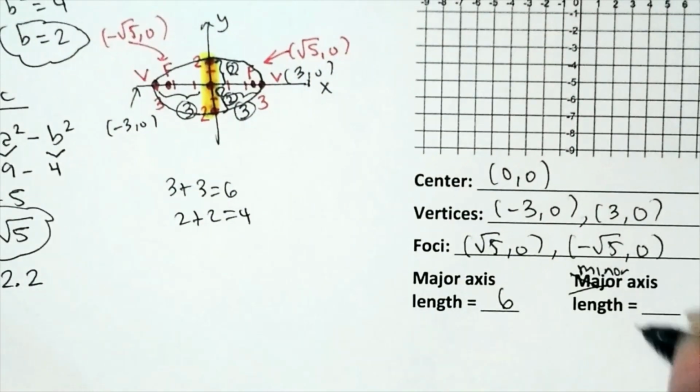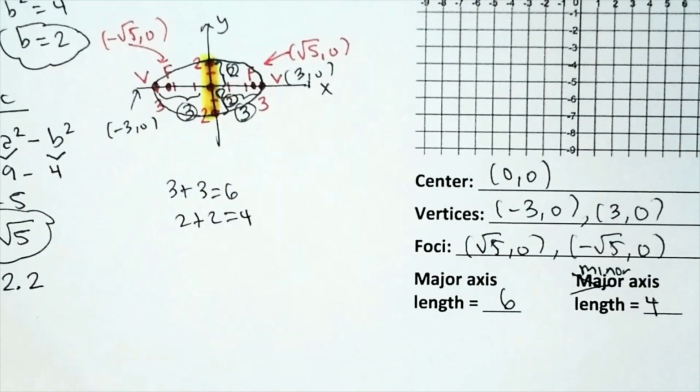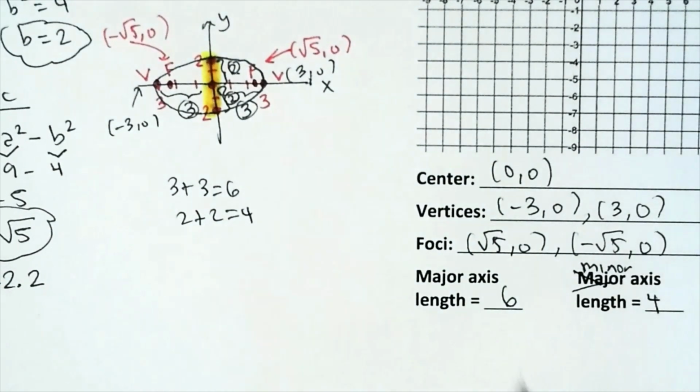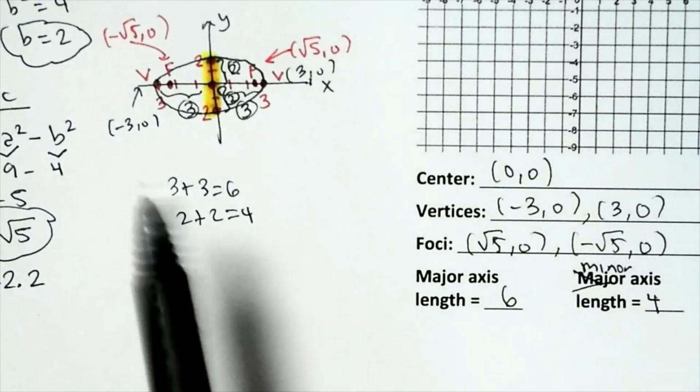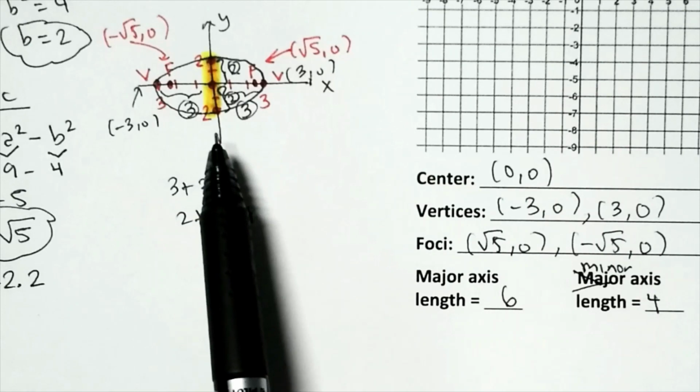or 4. So again, you have options. Memorize the formula: major axis length equals 2a, minor axis length 2b. But it's so much easier if you just keep your cool and count. But do what you gotta do.